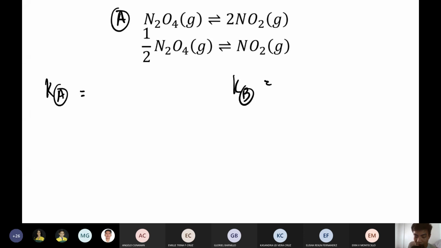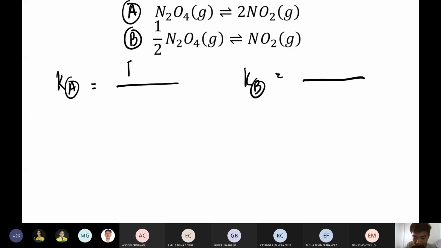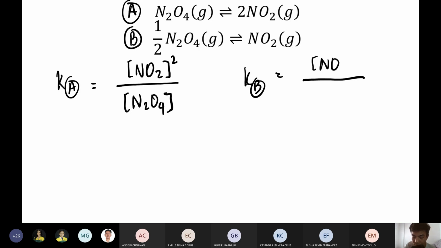Wait lang ha. Ito. Okay, so sa A, that will be square of NO2. Sa baba will be N2O4. Sa B, that will be NO2. And sa baba, that will be N2O4 raised to 1/2. Ano mapapansin nyo? If you could still remember your pre-calculus na actually algebra lang yan. At can you notice?